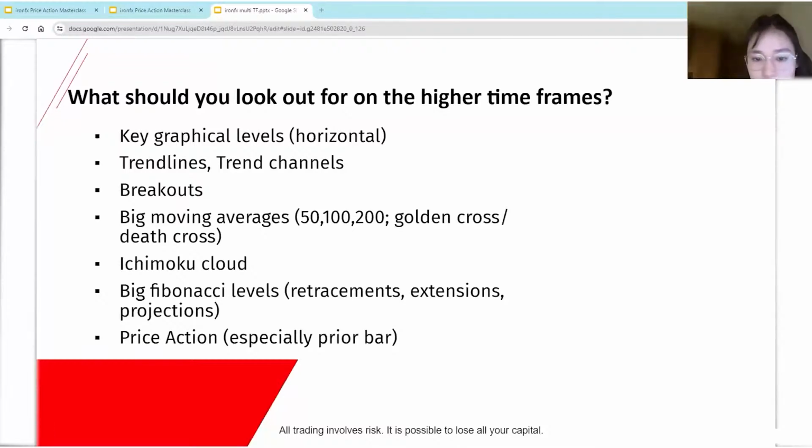Okay, let me just answer some of the questions now. I can show you how to set up Ichimoku in a little bit. What is a super trend indicator? And does it work on MT4?